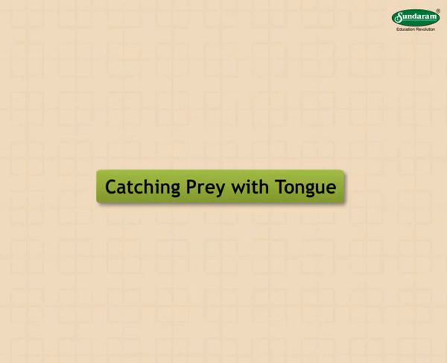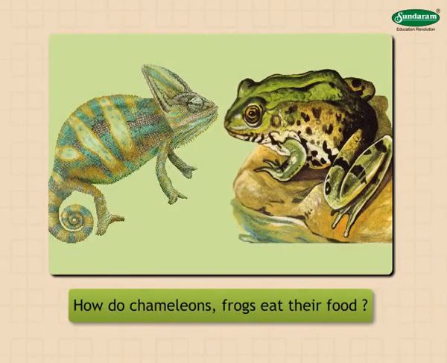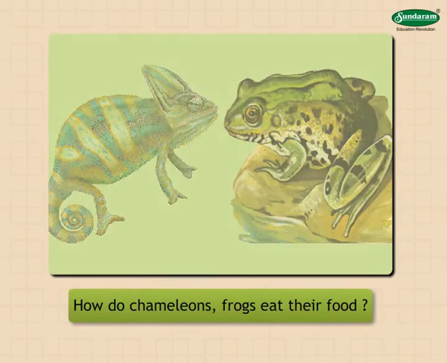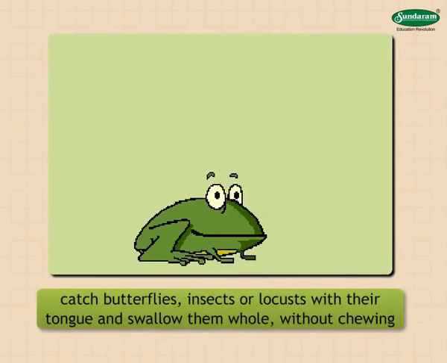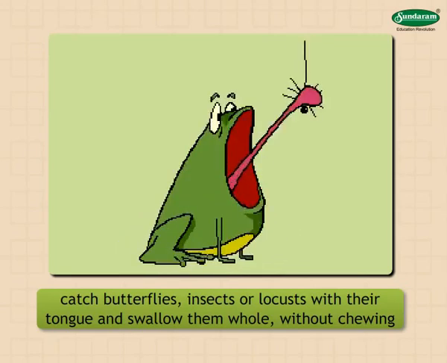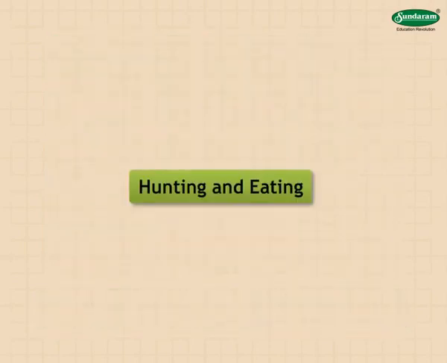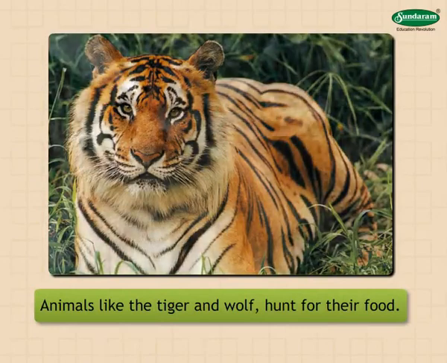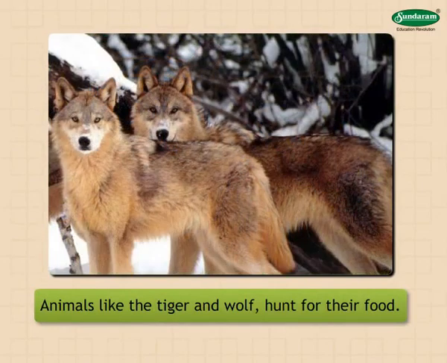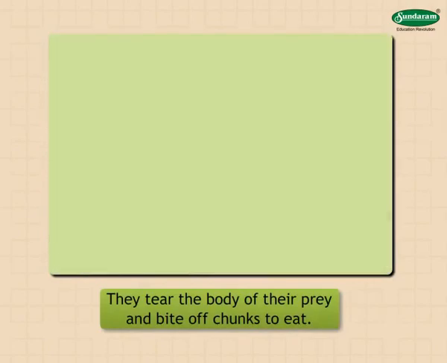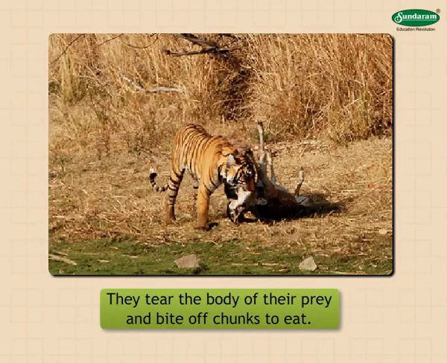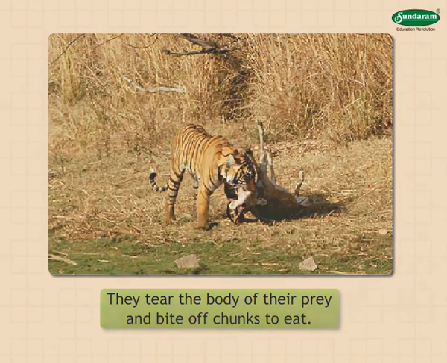Catching prey with tongue. How do chameleons and frogs eat their food? These animals catch butterflies, insects, or locusts with their tongue and swallow them whole without chewing. Hunting and eating. Animals like the tiger and wolf hunt for their food. They tear the body of their prey and bite off chunks to eat.